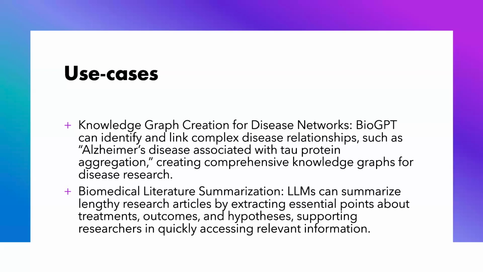So, use cases: BioGPT can help with relationships like Alzheimer's disease being associated with tau protein aggregation and so on, and also for literature summarization. I love literature summarization because sometimes some people write such hard to read text. The text is so verbose, and you wonder, this is not necessary. You can use simpler English.